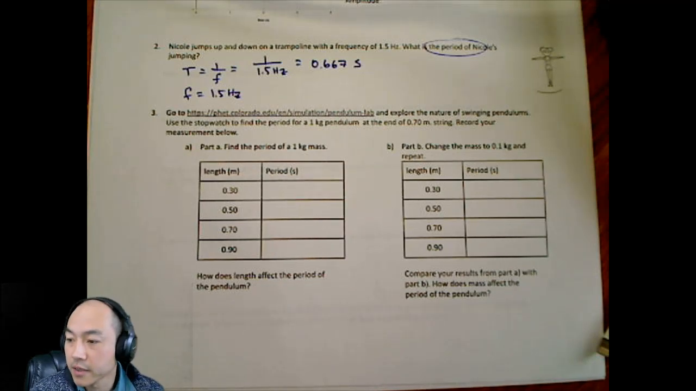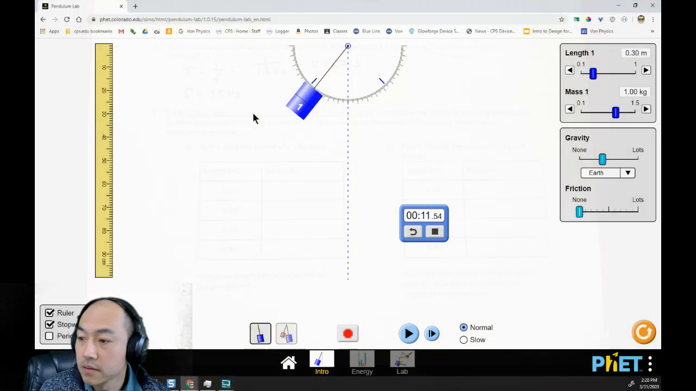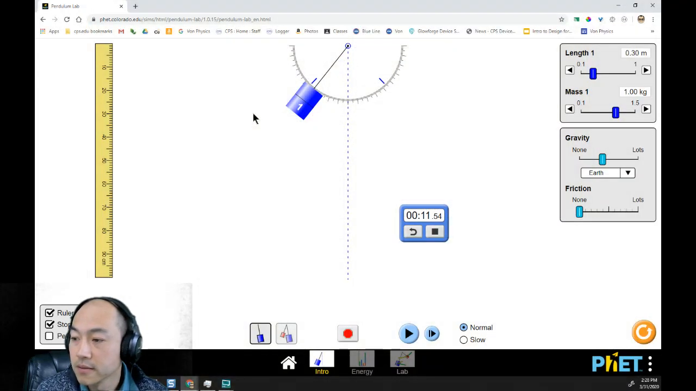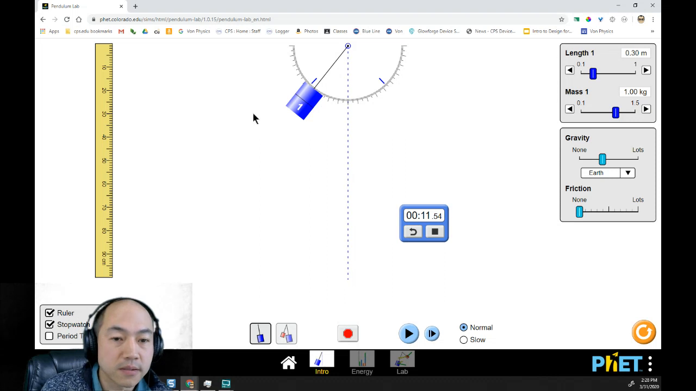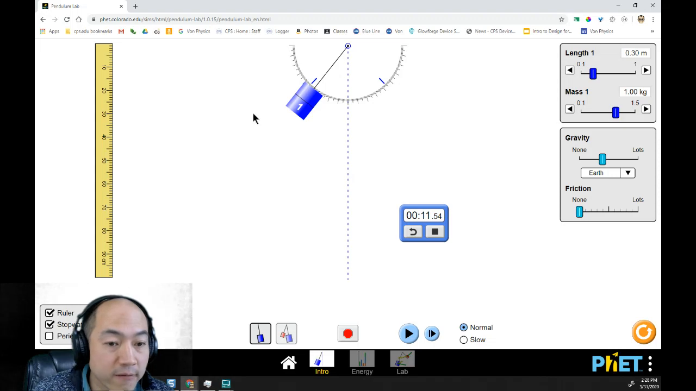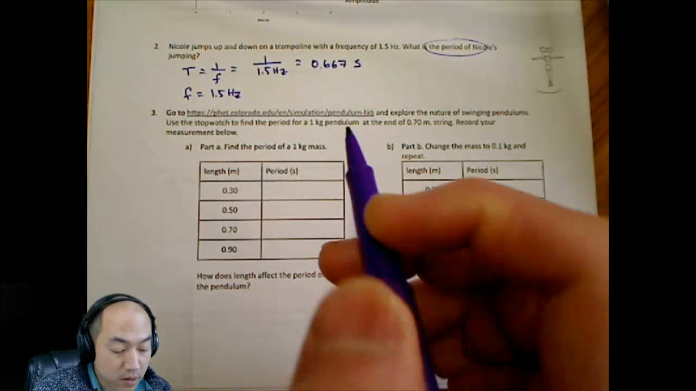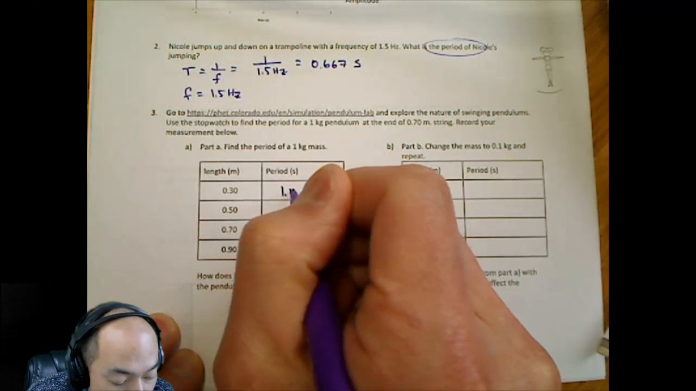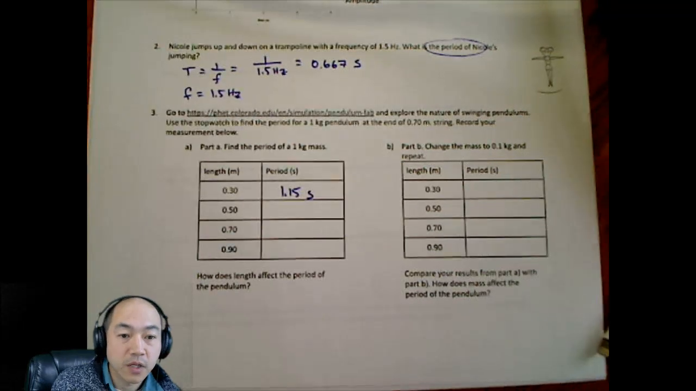So the period of time for this first one is 1.15 seconds.